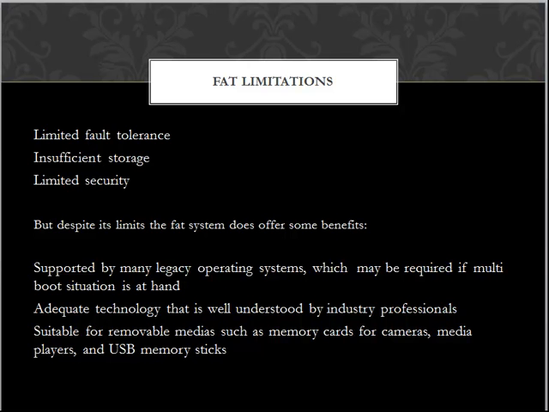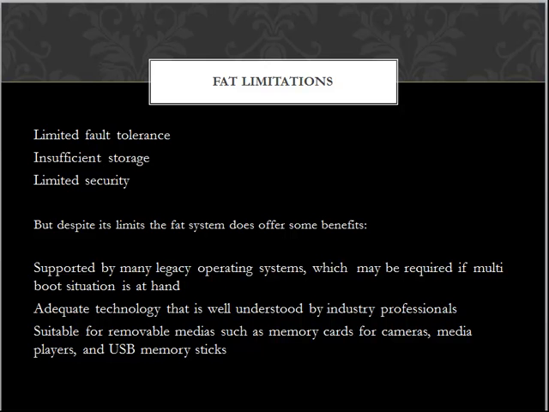But despite its limitations, the FAT system does offer some benefits. It is supported by many legacy operating systems, which may be required if a multi-boot situation is at hand. So if you're running Windows 7 and you have, say, DOS 3.0, you need FAT on there. That way you're able to work within it.